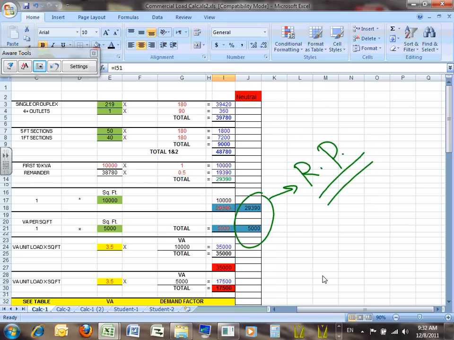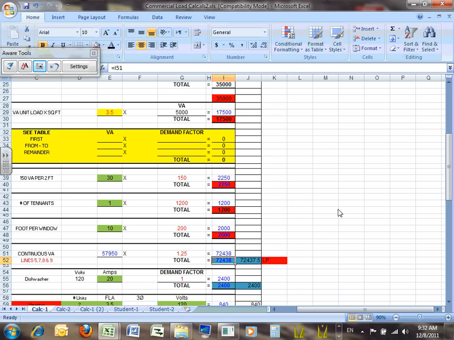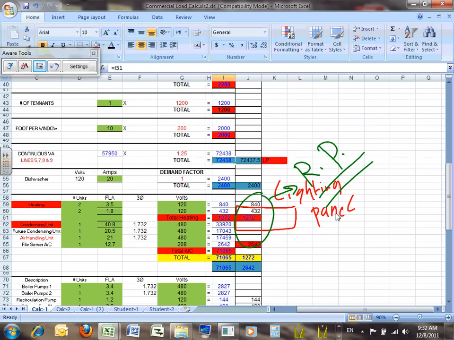So as we add all these loads, guys, you can achieve two things. Number one, you can size a service, which is a must. The most important thing is to find the size of the service. The second thing, by itemizing them like this, you can pull certain loads to size the panels, and we're going to do that one in a second. Pull certain loads to size the receptacle panel and the lighting panel. Okay. So we have the lighting panel, the receptacle panel.